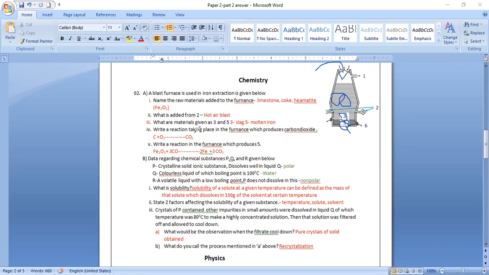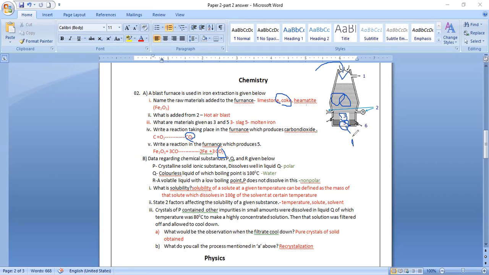Then write a reaction taking place in the furnace that produces carbon dioxide. Here you are adding coke. That coke reacts with the oxygen and they form carbon dioxide. Also, when hematite reacts with carbon monoxide, carbon dioxide is formed. Right? Then the next is to write the reaction in the furnace which produces 5.